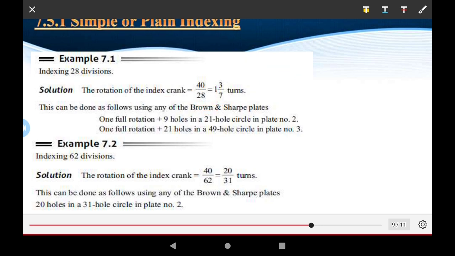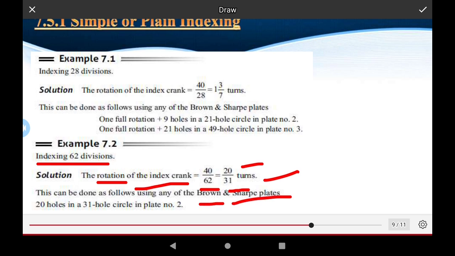Okay, second problem is indexing for 62 divisions. The solution for the rotation of the indexing crank is 40 upon 62, that is 20 upon 31 turns. Okay, and this can be done as follows using any of the round index plates. Okay, 20 holes in the 31-hole circle in plate 2. Okay, and this is the problem solved.